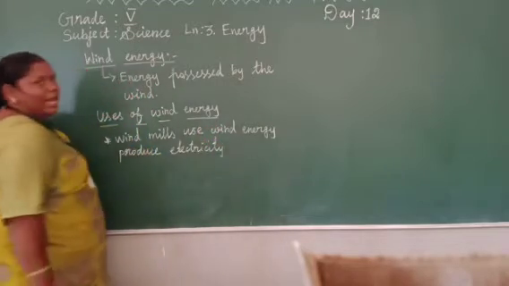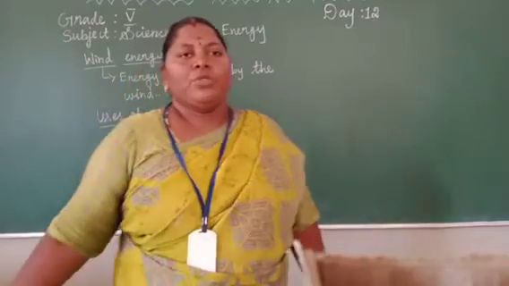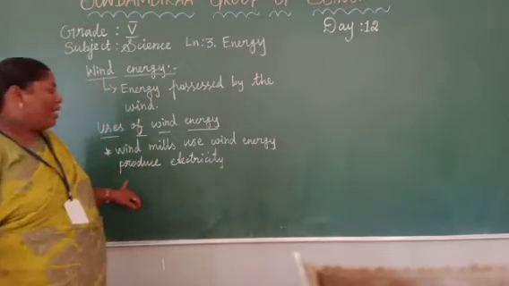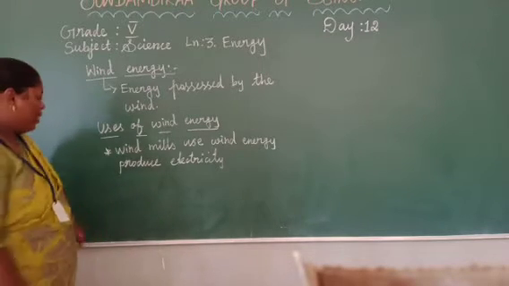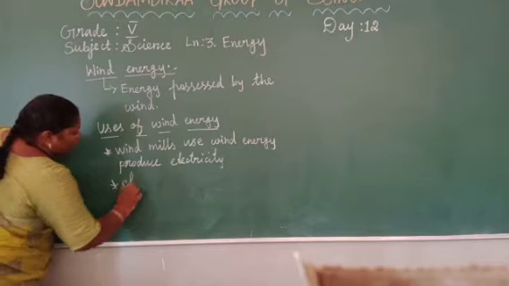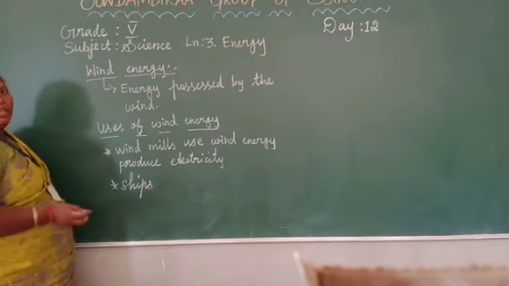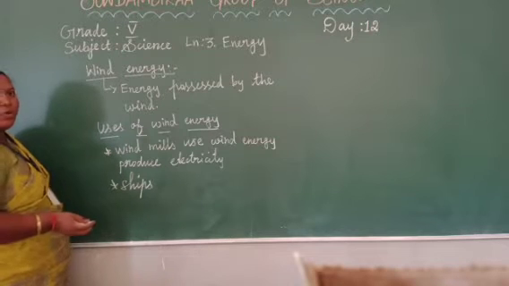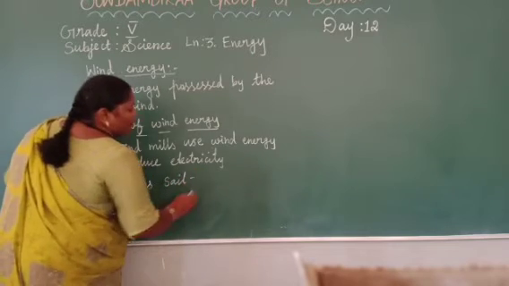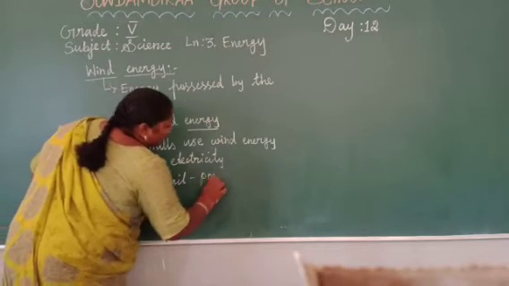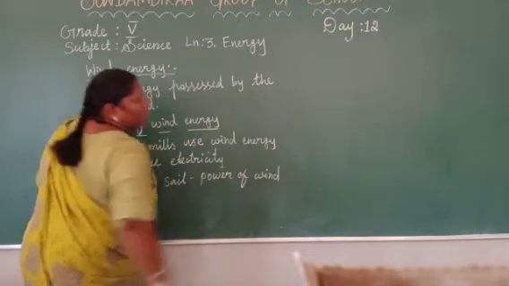Windmills produce electricity. And the second one, ships sail using the power of wind. So what do you mean ships? The sailors use them in our rivers, seas and oceans. So ships use the power of wind.